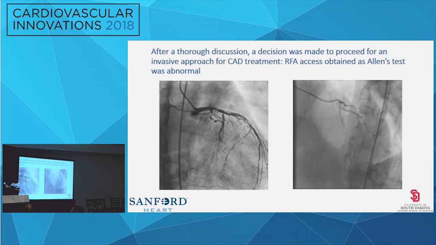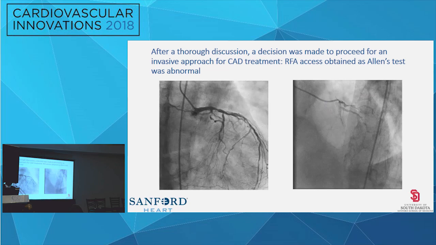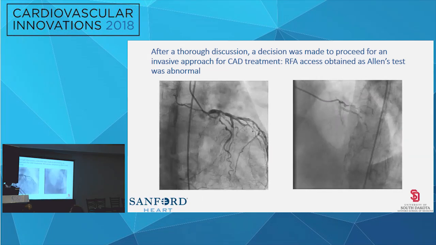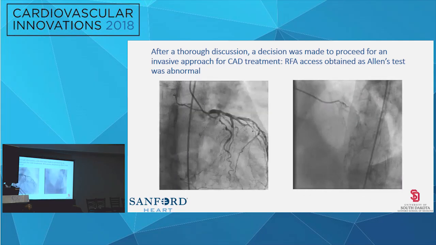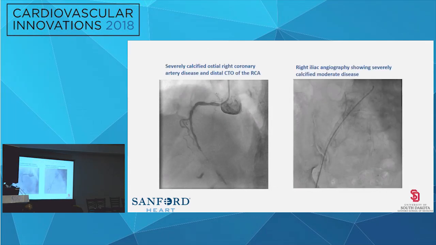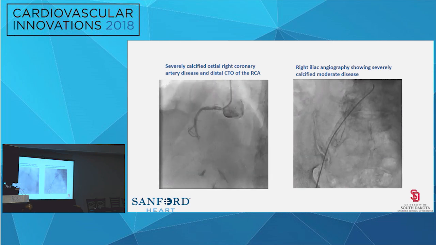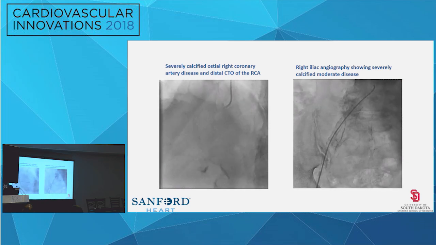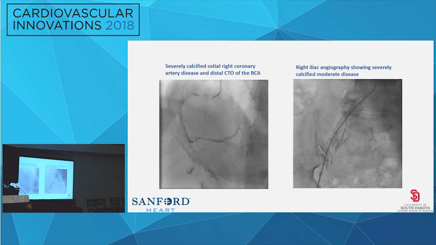Here, as you may see, in the RAO caudal view, she has a circumflex CTO with collateral circulation and a heavily calcified LAD. Then on the LAO cranial view, also a severely calcified LAD and LCX CTO with collateral circulation. And then the right side shows ostial 90% disease and a mid to distal CTO with collateral circulation. As discussed with the patient, we thought she might need an intervention.